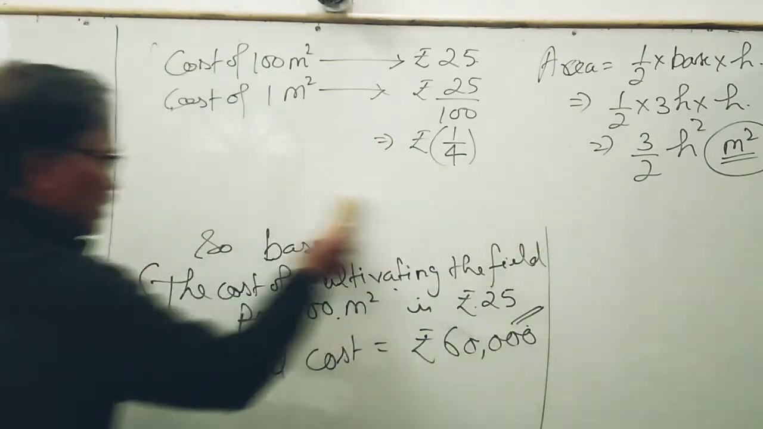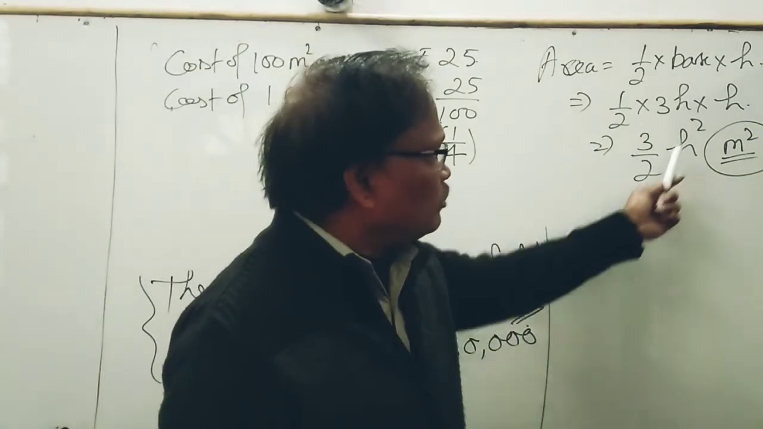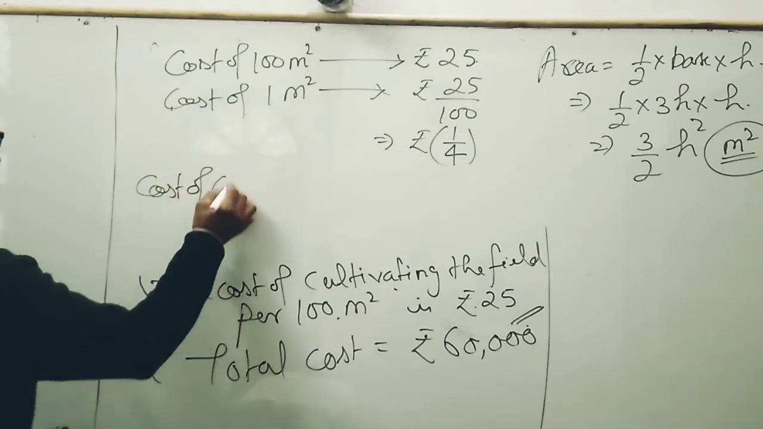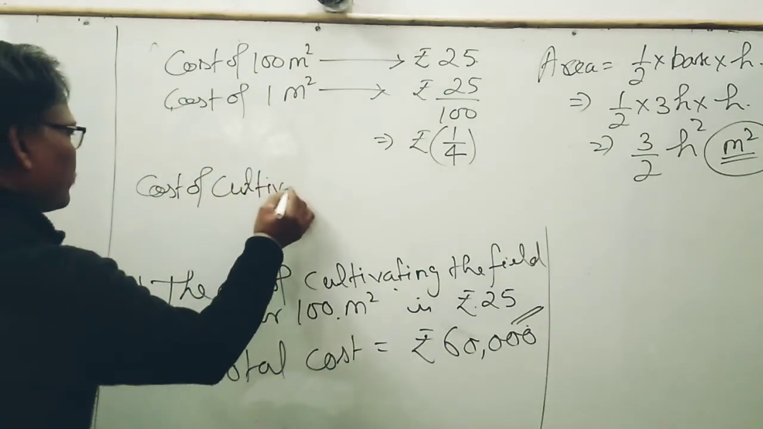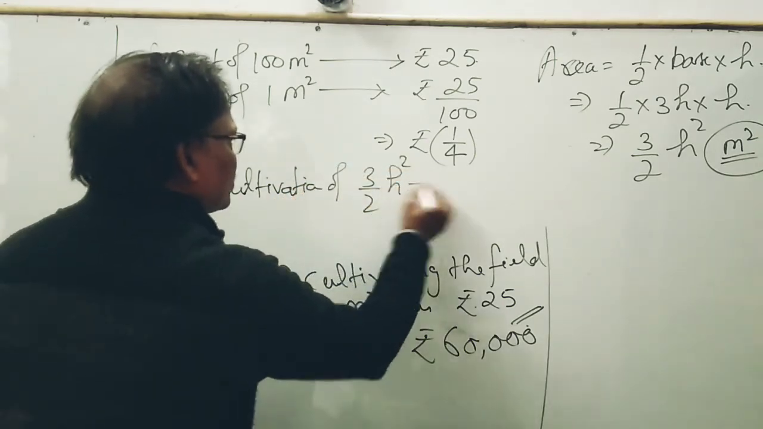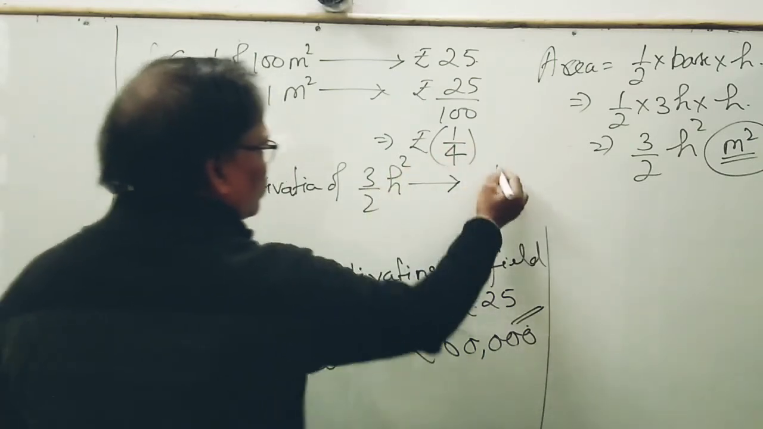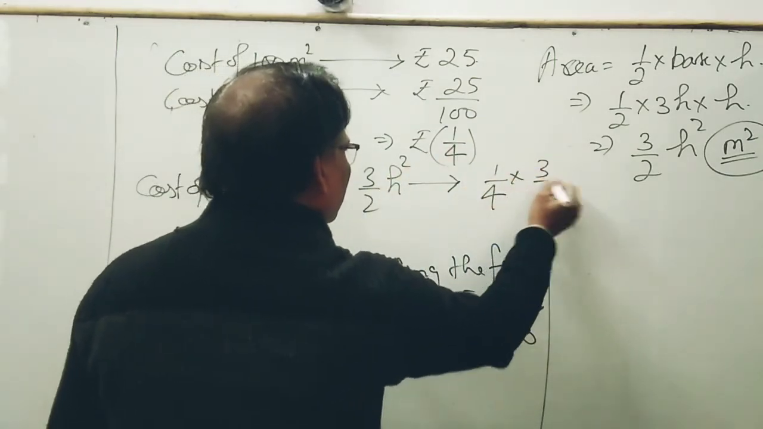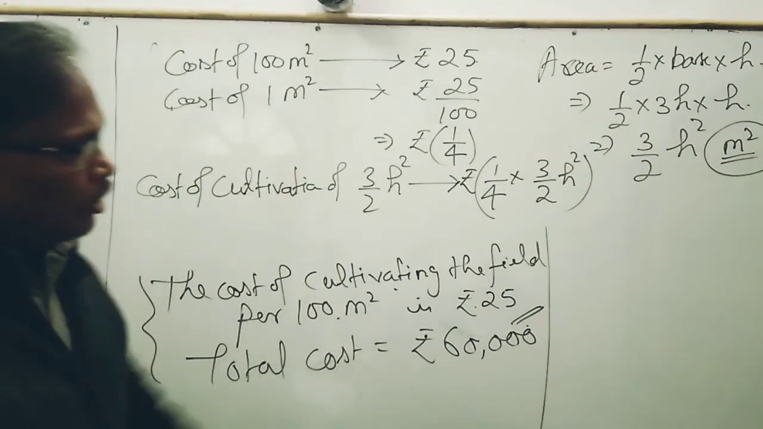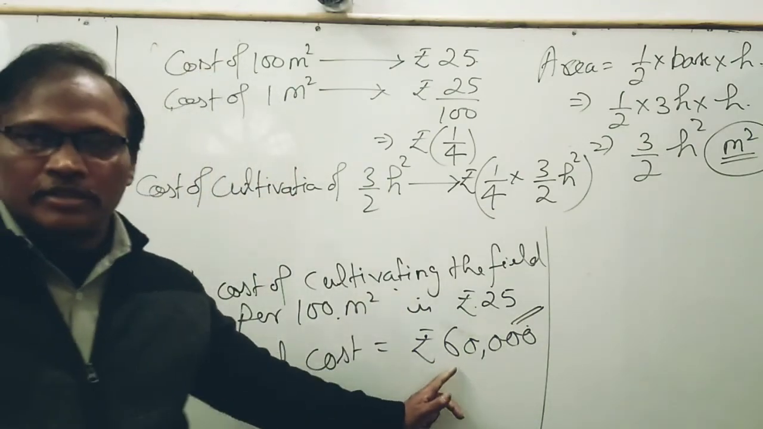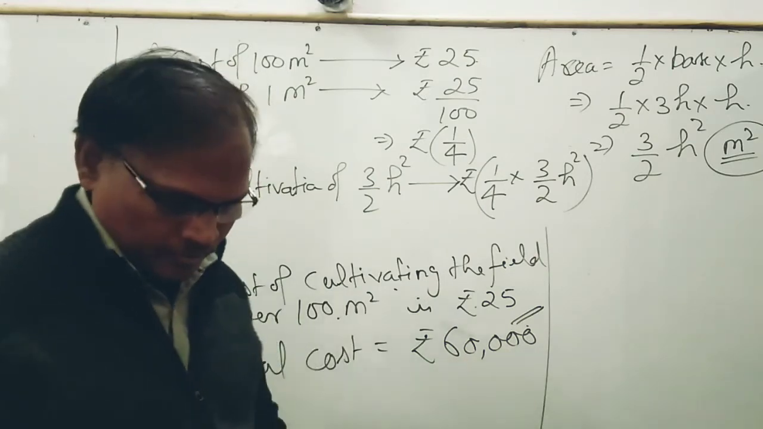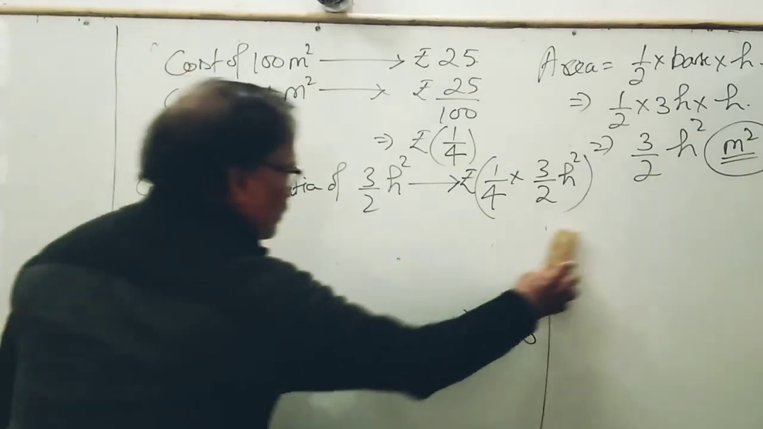बट टोटल कितना एरिया है हमारे पास में? 3 by 2 h स्क्वायर मीटर. तो इसकी कॉस्ट निकाल लो. Cost of cultivation of 3 by 2 h square meter square is multiply these two. So 1 by 4 into 3 by 2 h square. This is the total cost. और total cost यहाँ पे भी दी गई है 60,000 के बराबर, यानी कि this total cost is equal to rupees 60,000.